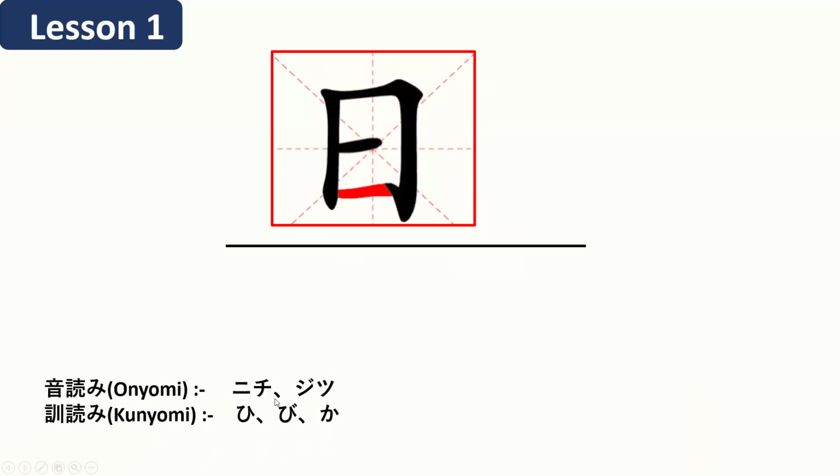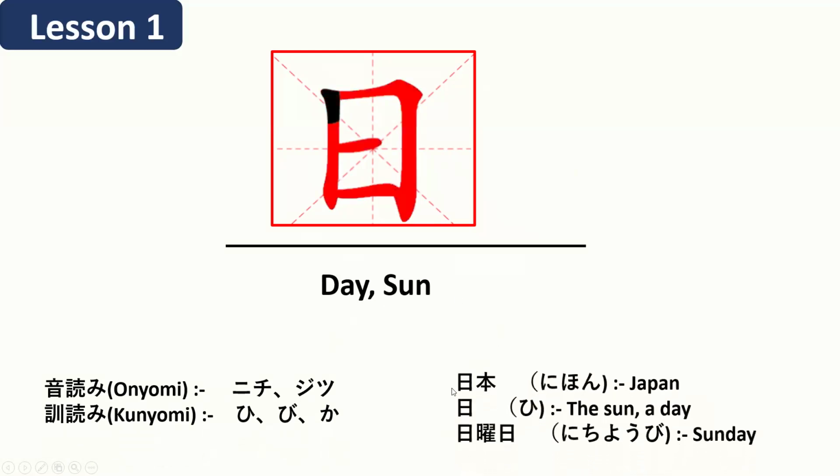Onyomi is nichi, jitsu. Kunyomi is hi, bi, ka, meaning day, sun. Nihon, Japan. Hi, the sun or a day.